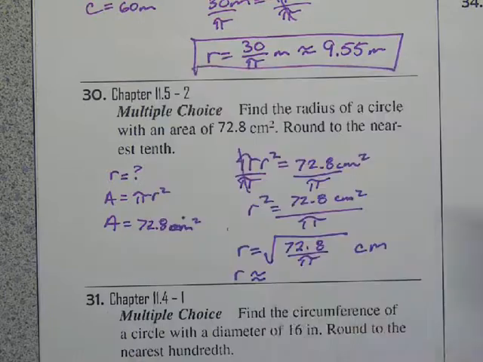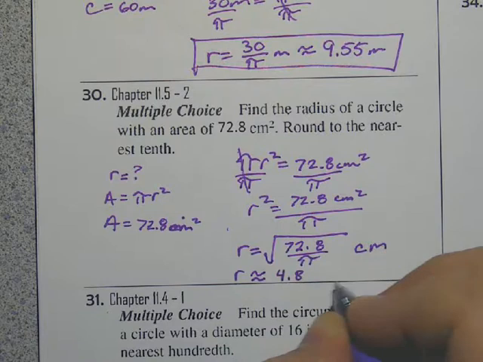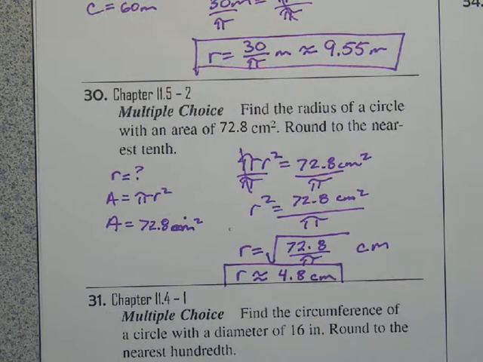4.81. So it rounds to the nearest tenth, so 4.8 centimeters. There we go.